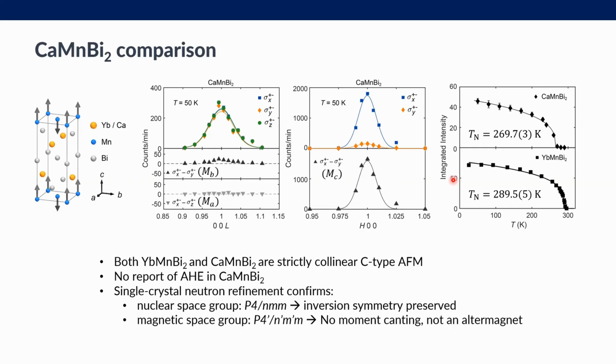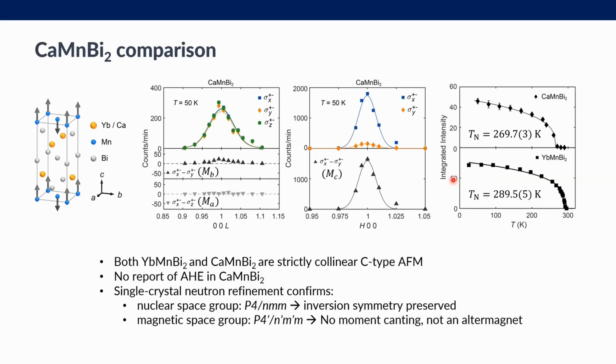We also did the polarized diffraction in the calcium sample, and the result is the same as the ytterbium one. They are strictly collinear C-type antiferromagnets. We also used single crystal neutron refinement to confirm the nuclear space group: the inversion symmetry is preserved. And we confirmed the magnetic space group. It excludes any spin canting towards the AB plane, and they are not altermagnets.